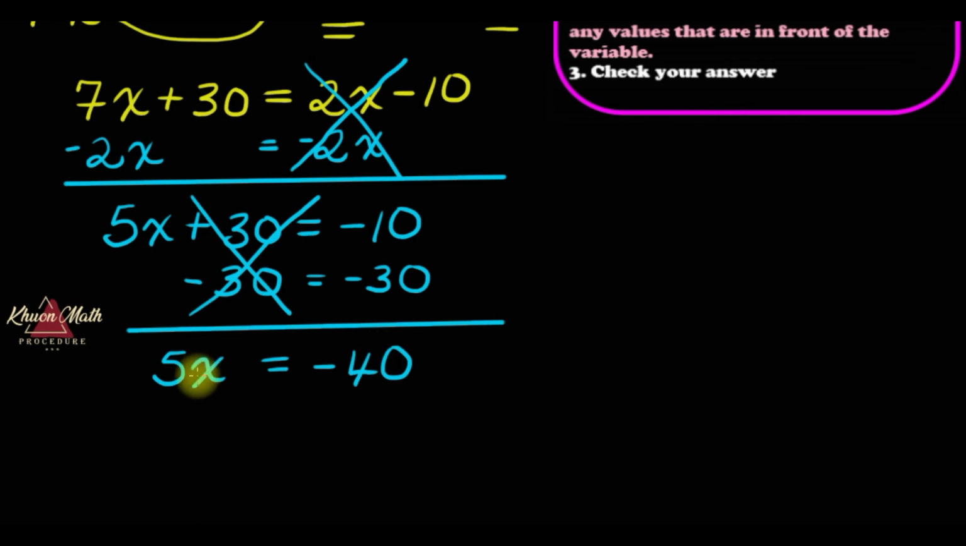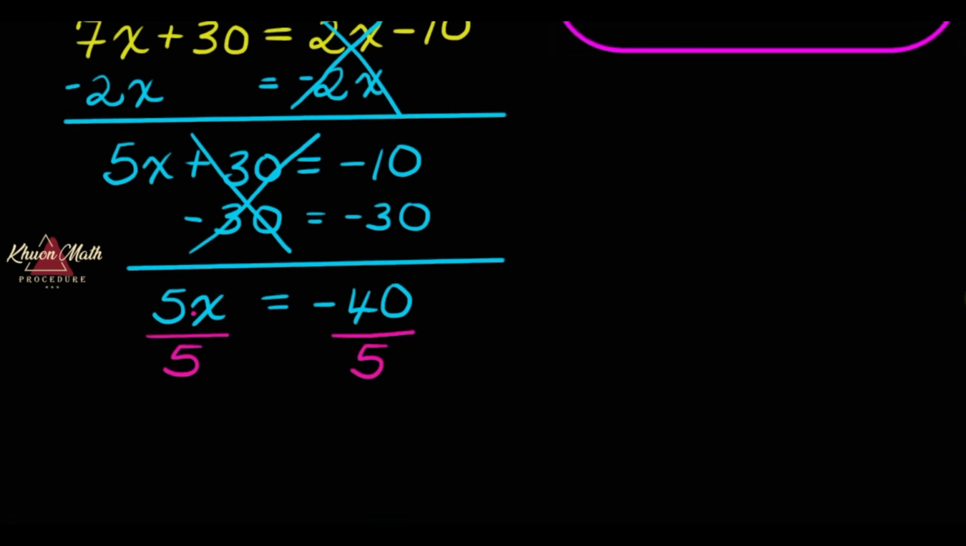Step 3 is to get rid of the numbers in front of the variable. So we have a times 5. So to make it go away, we do the opposite, and that is to divide by 5. So we divide that by 5. We got to do the same to the right. All right, so 5 over 5 turns into a 1. So you're left with x. And then 5 goes into negative 40, negative 8 times. Okay, so x is negative 8. Okay, so that was step 3.